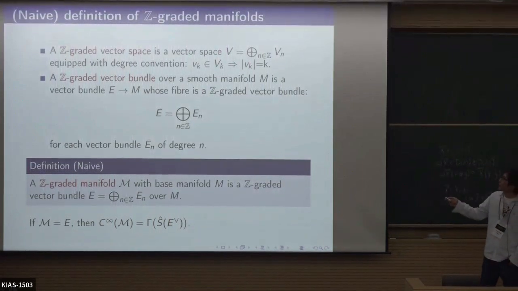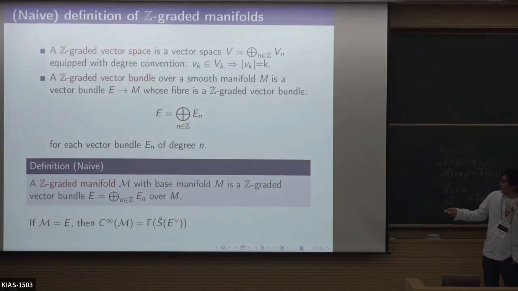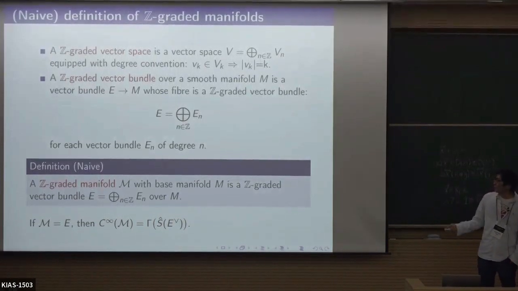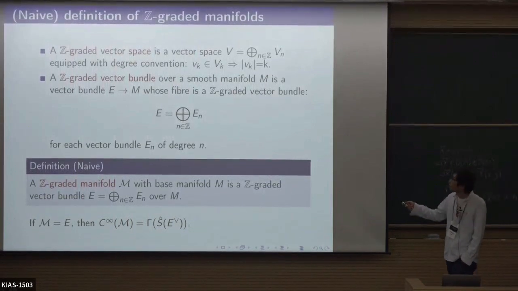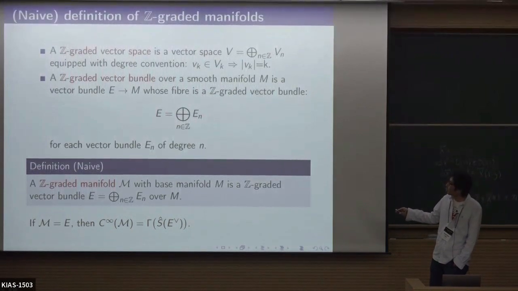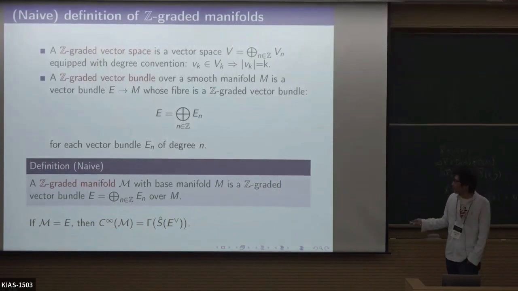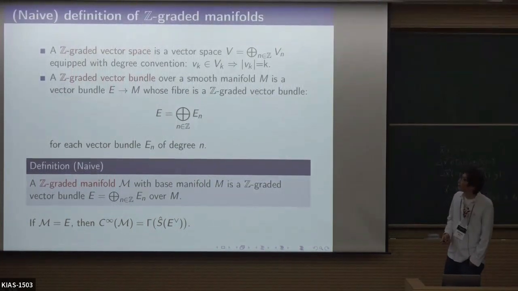And once we have this graded vector space, we can also talk about a graded vector bundle over a smooth manifold. What it is, again, is just an ordinary vector bundle. But if we think of the grading as we did with the vector space, then the fiber has a Z-grading structure. So if you decompose the vector bundle like this, then E is decomposed into a direct sum of En, where the sections of En are considered as degree n. Okay, and that's it. A Z-graded manifold with base manifold M is just this Z-graded vector bundle. So there's nothing much interesting going on with the graded manifold itself.